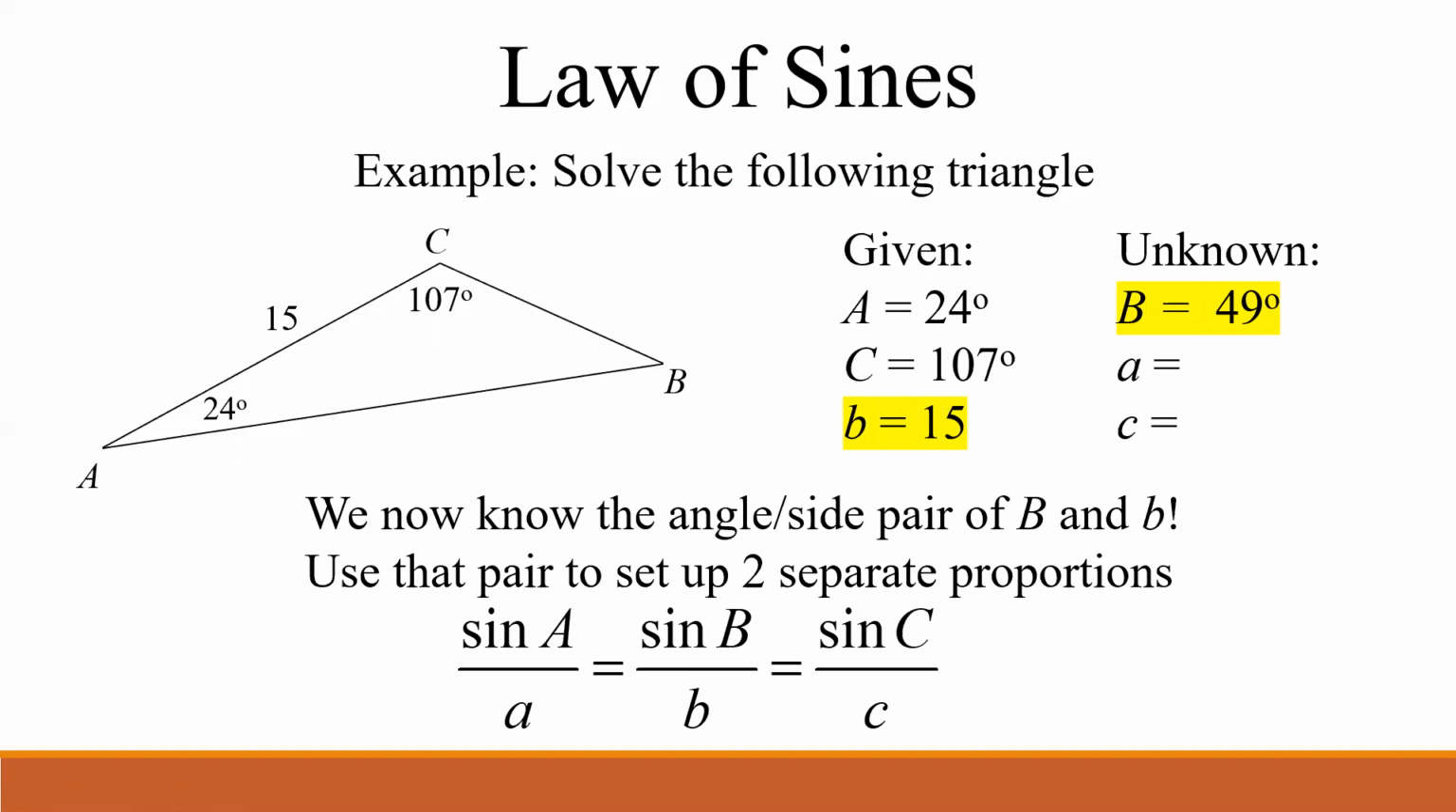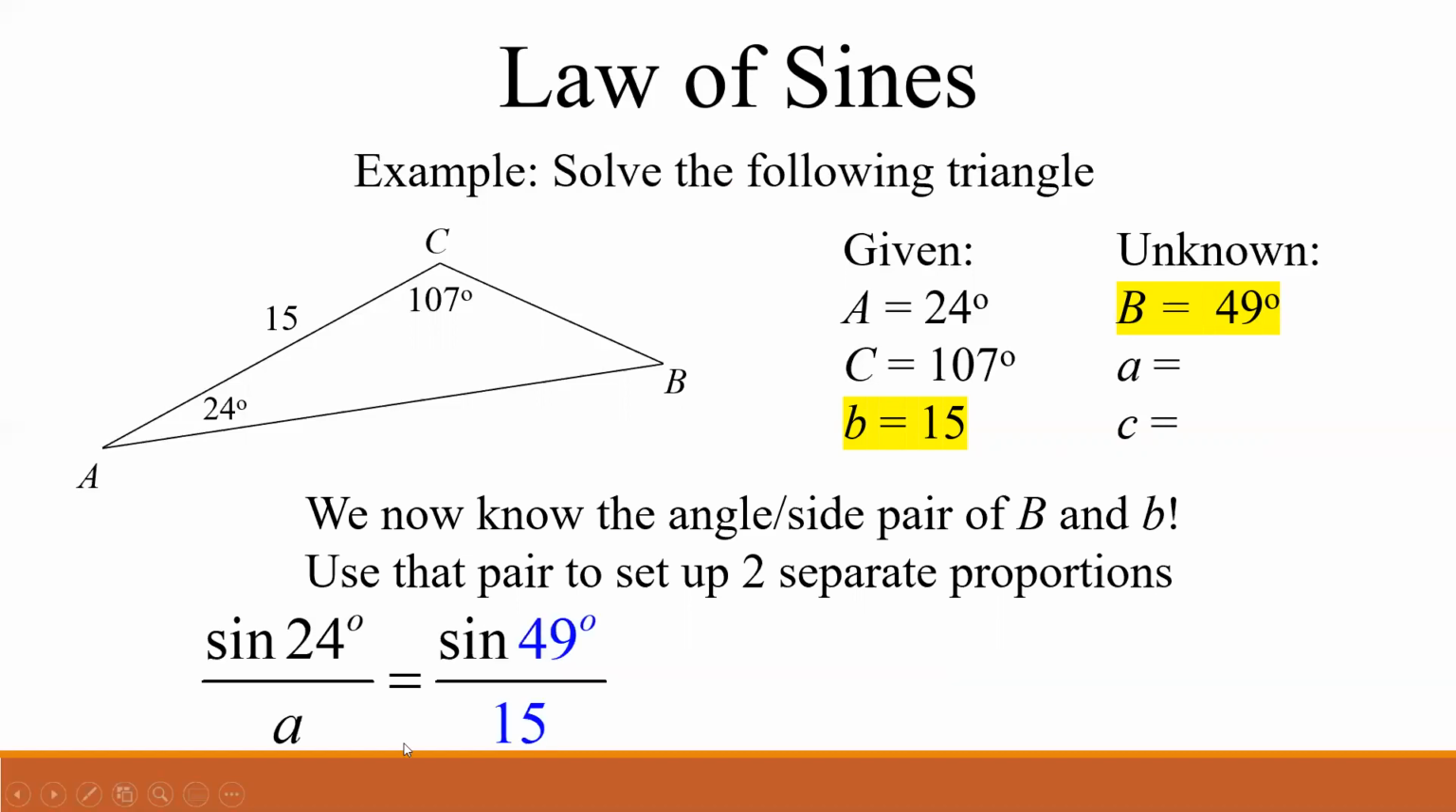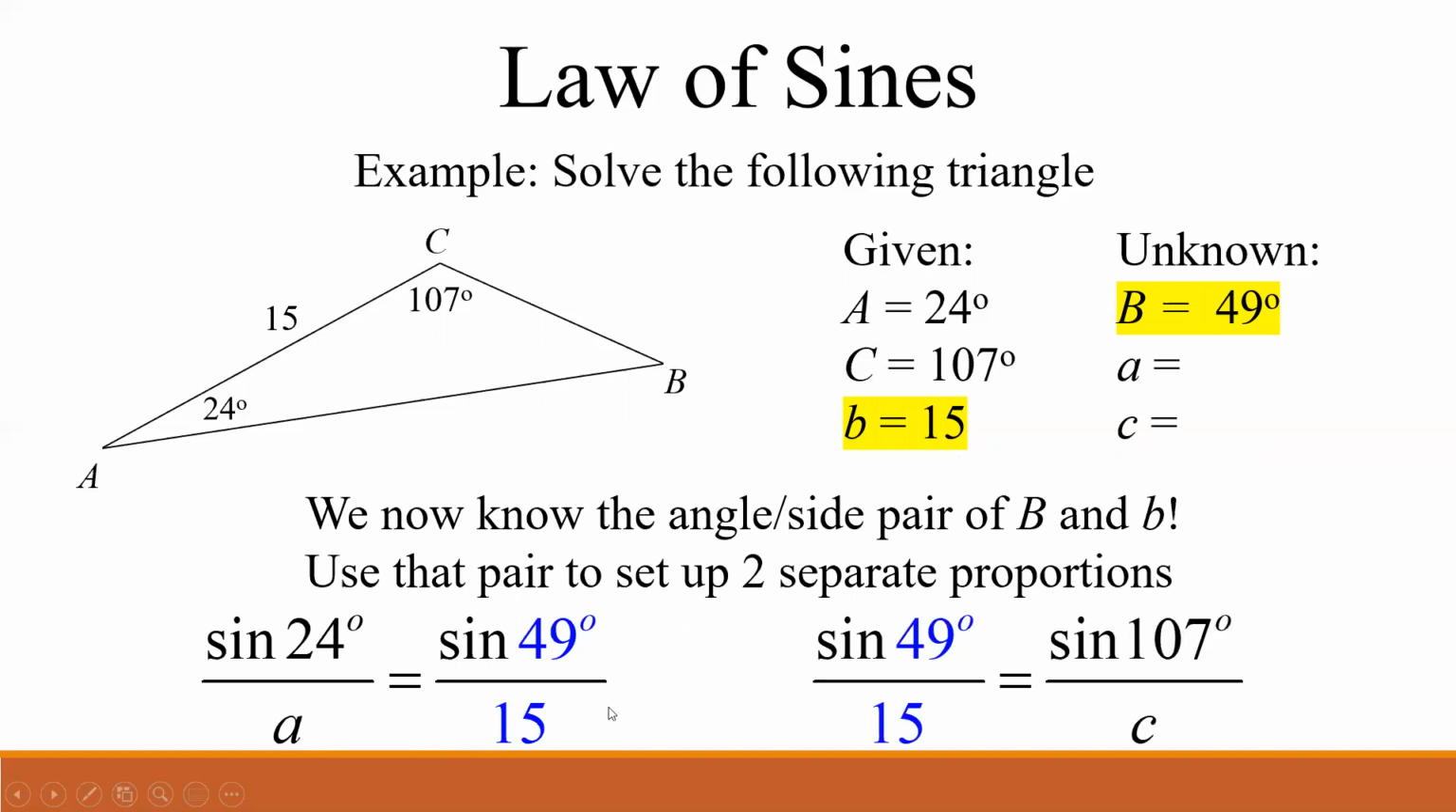I know everything about B, so I'm going to find side A for one proportion, and then I'm going to write the same one for the pair that I know, and then write the other fraction for side C. So it looks something like this. Here is my proportion to find side A: sine 24 over A, and then sine 49 over 15. And then my other proportion is to find side C. Notice the pair that I know stays the same. I'm not changing anything in that B fraction. Now I'm just going to set the C fraction so I can find side C.